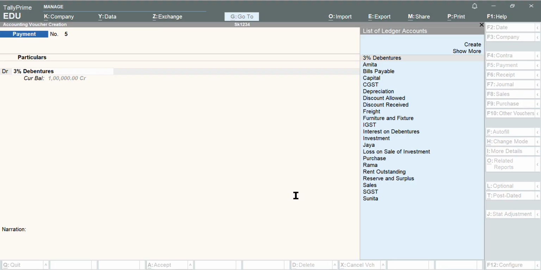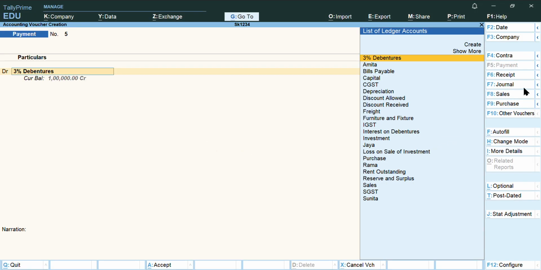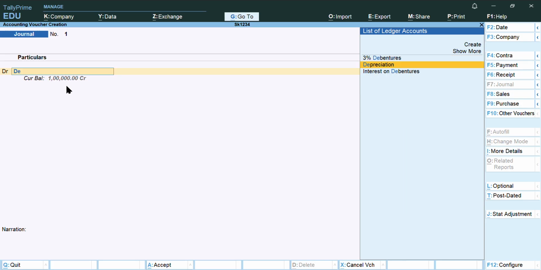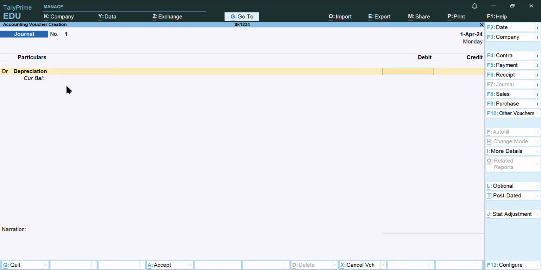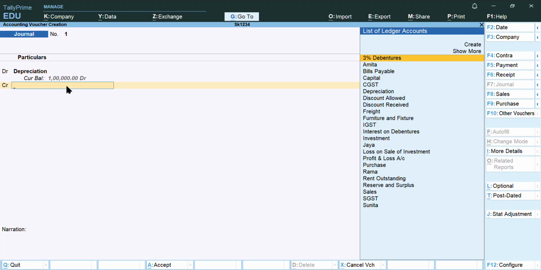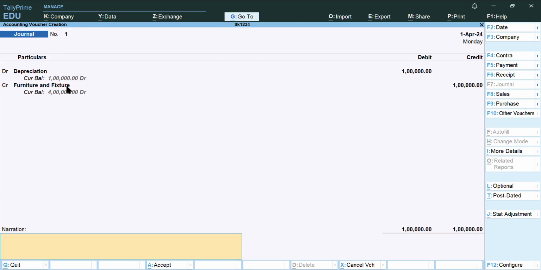Now the next is depreciate furniture and fixture 20%. Your furniture is for 5 lakh. So the amount of depreciation is 1 lakh. Now think of the journal entry, depreciation to furniture, amount is 1 lakh. So which voucher? Since it's neither receipt nor payment or sale or purchase, it's a journal voucher. Now your entry is going to be depreciation account debit, amount is 1 lakh, and credit is going to be furniture and fixture, 1 lakh.